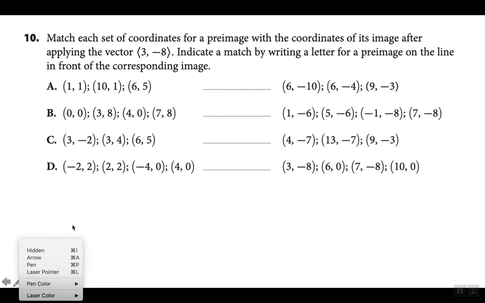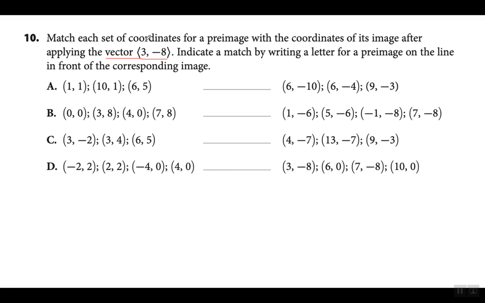It's very simple. Alright, so look, it says match each set of coordinates for a pre-image with the coordinates of its image after applying the vector 3, -8. Here are the coordinates of the pre-image for 4 different shapes. We got to match them. In other words, put the correct letter A, B, C, or D to see after you apply this vector to these pre-images, which one of these shows the correct image.